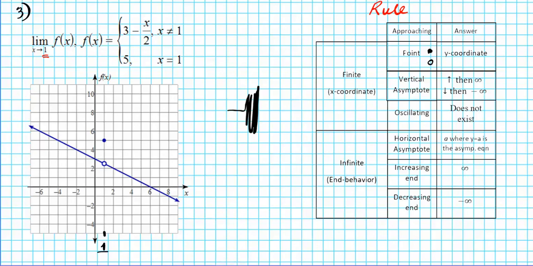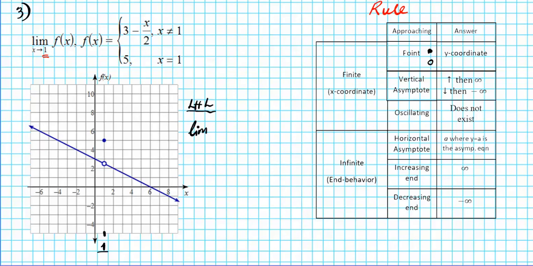Okay, so let's take a look at problem 3. Remember, if you do not have a direction, it is a double-sided limit. In order for the limit to exist, the right-hand limit and the left-hand limit must be the same. So let's start with our left-hand limit.